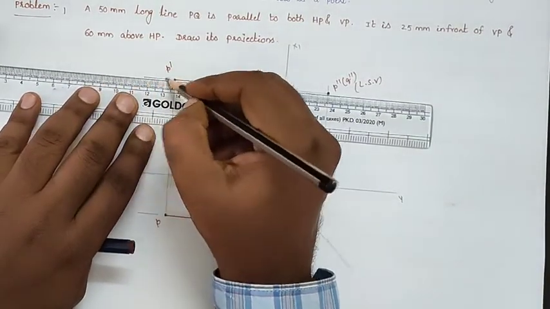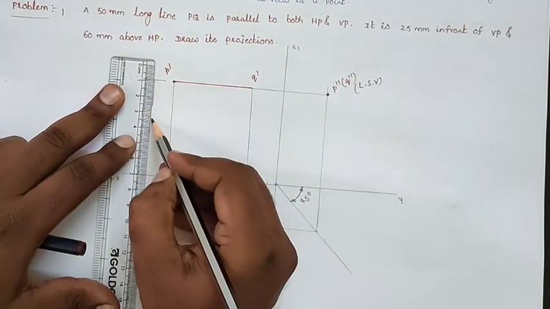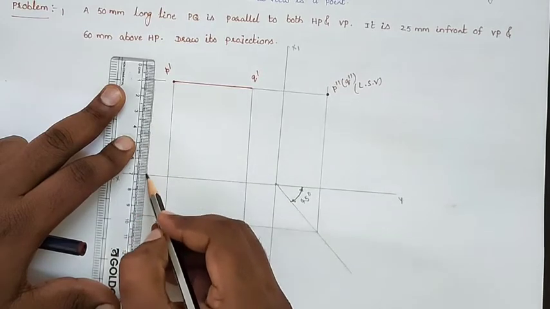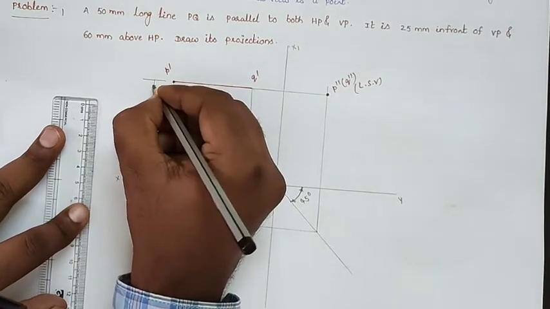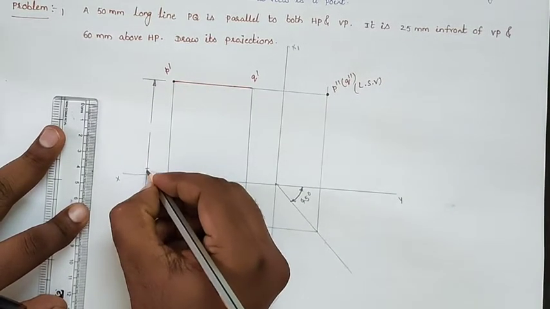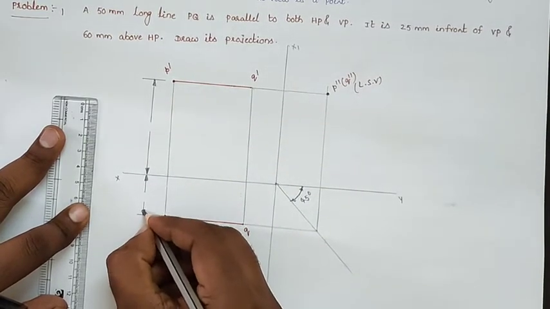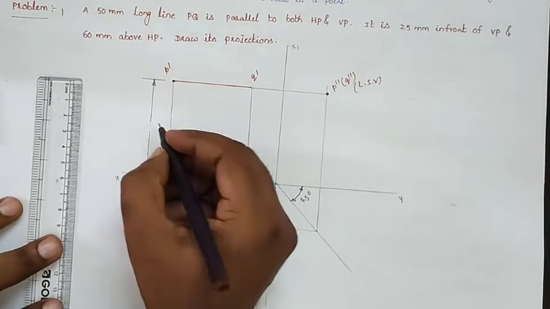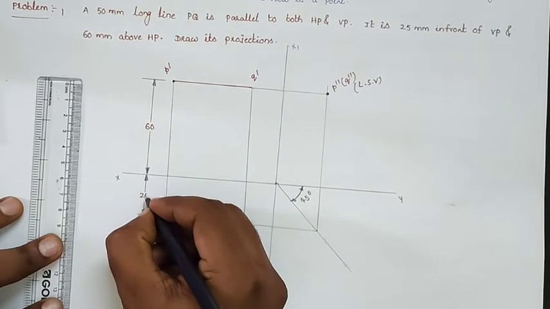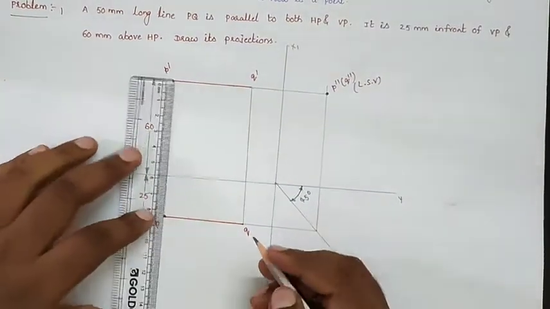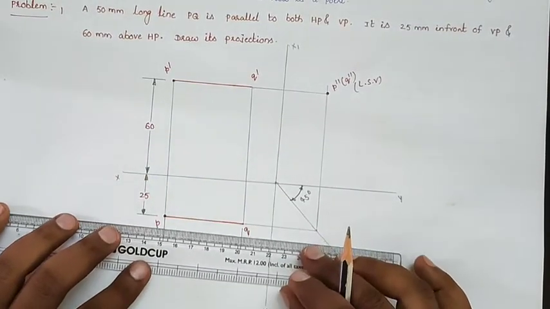Whenever the line is parallel to both HP and VP, both the front view and top view have the true length. These lines are obtained parallel to the reference line with the length of the true length. Both the lines are obtained parallel to the reference line. So for the dimensions, they are giving 60 mm above and 25 mm in front, and also the true length of the line, which you can represent in the diagram. The true length of the line is given as 50.